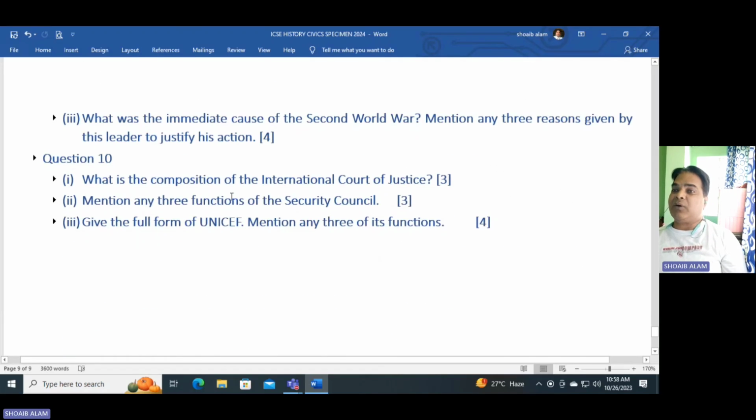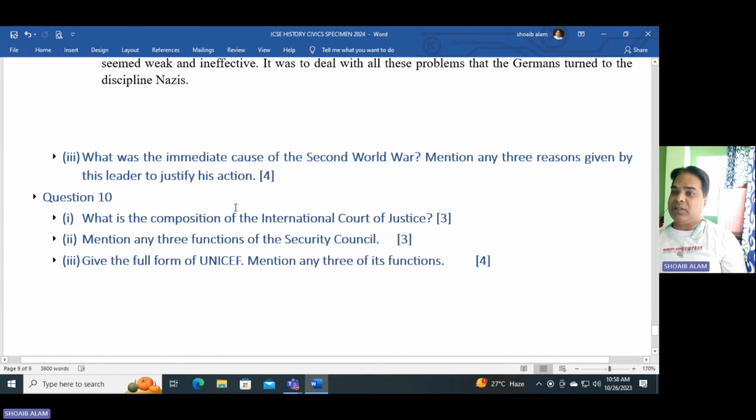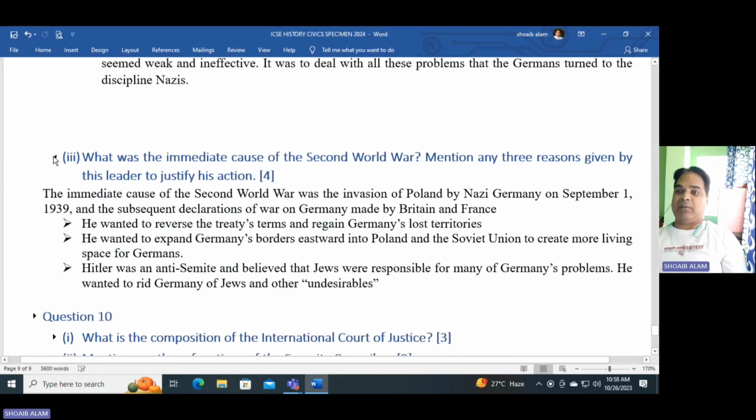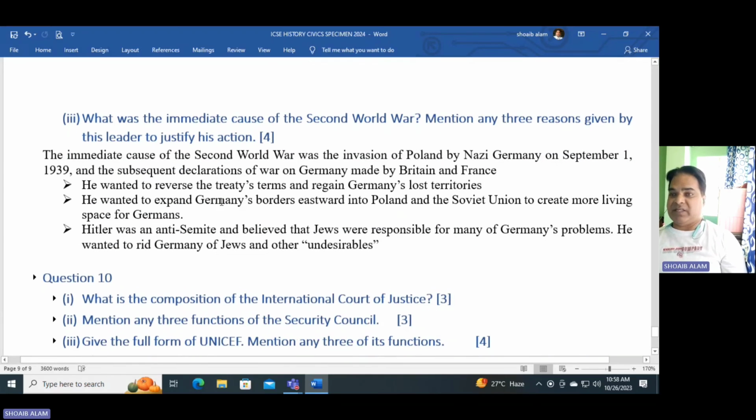What was the immediate cause of the Second World War? Mention any three reasons given by this leader to justify his action. First, the invasion of Poland. The immediate cause of the Second World War was the invasion of Poland by Nazi Germany on September 1st, 1939, and the subsequent declaration of war on Germany made by Britain and France. So, mention any three reasons.